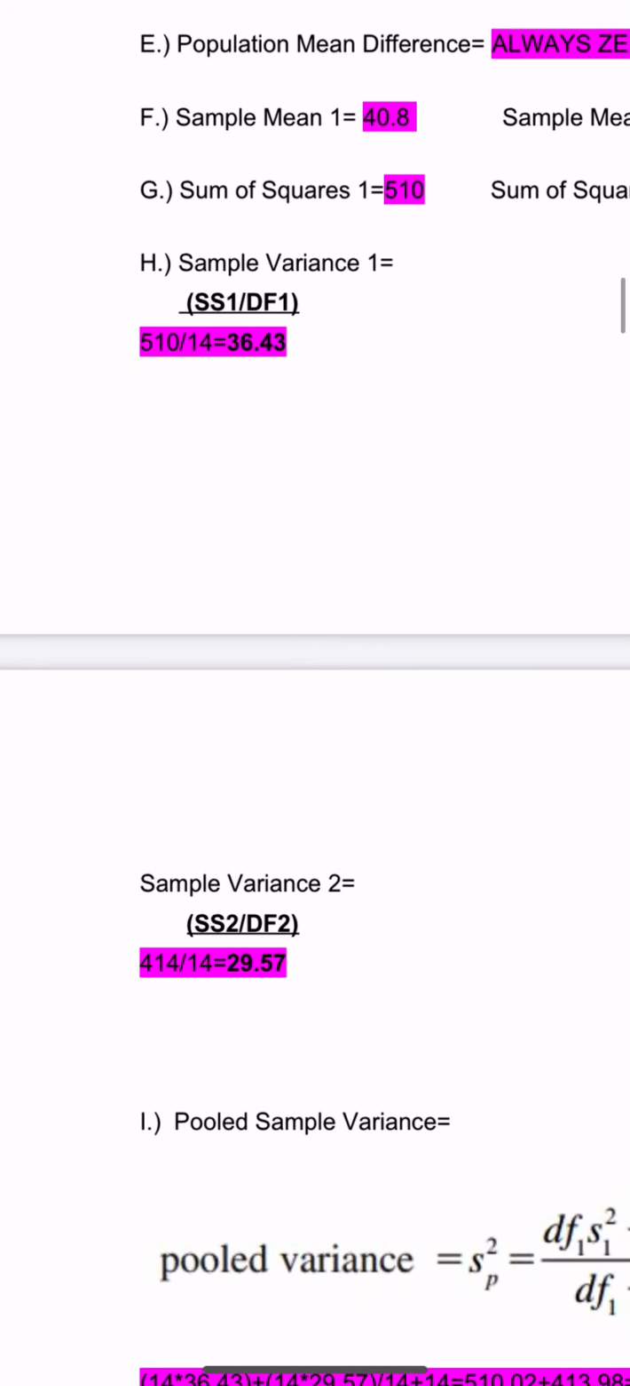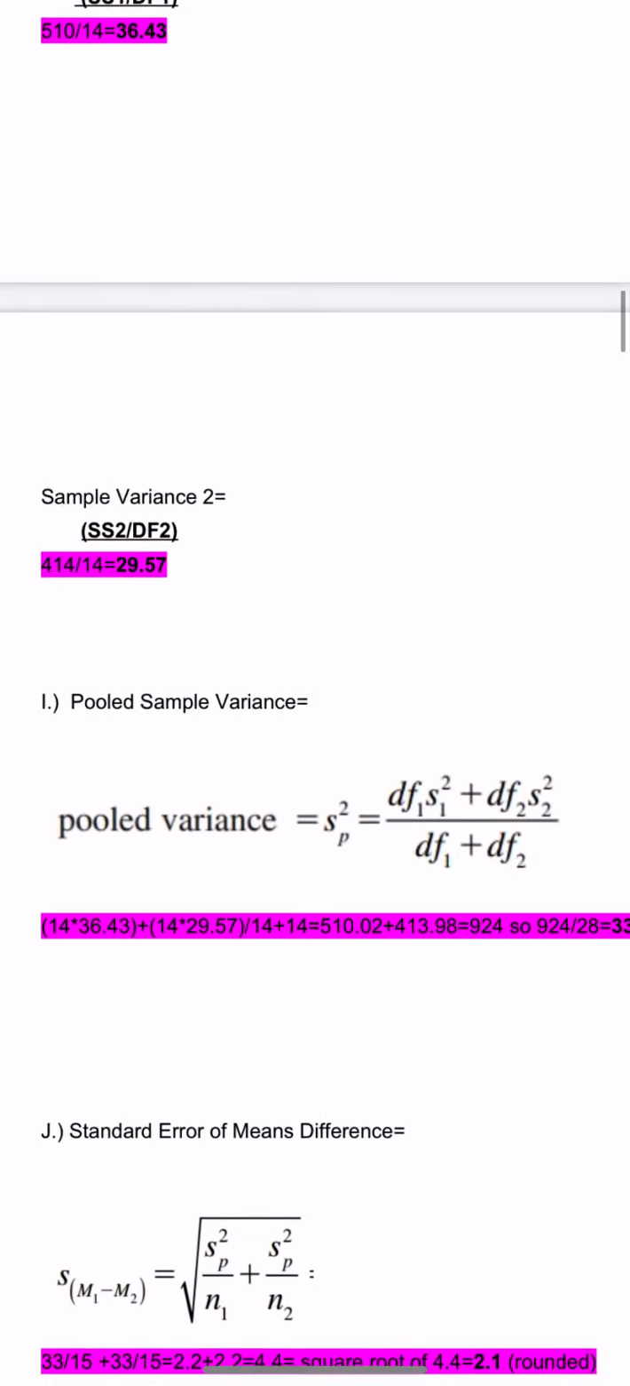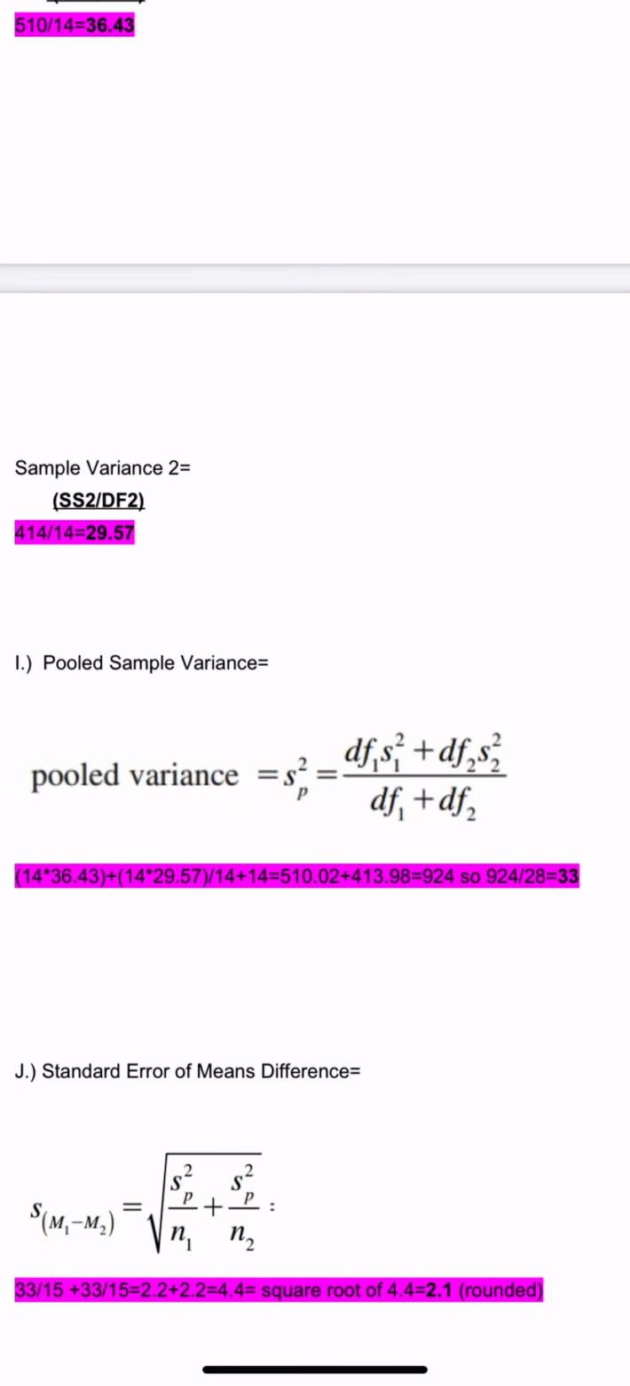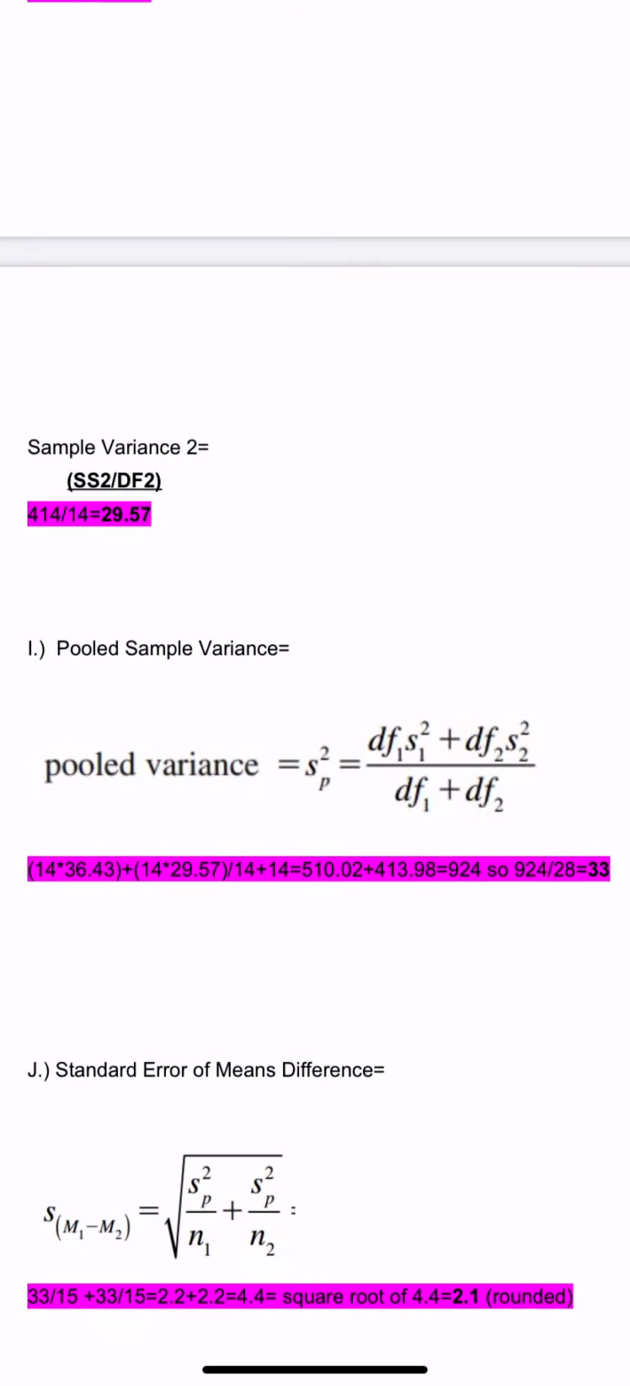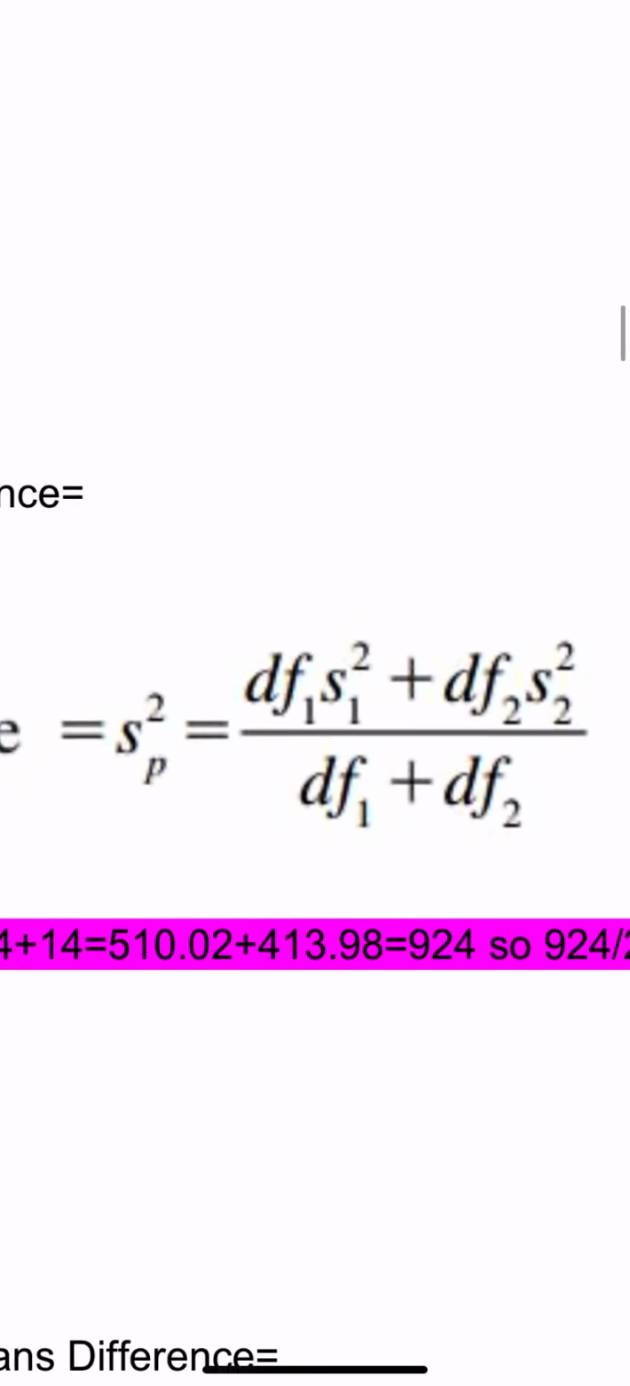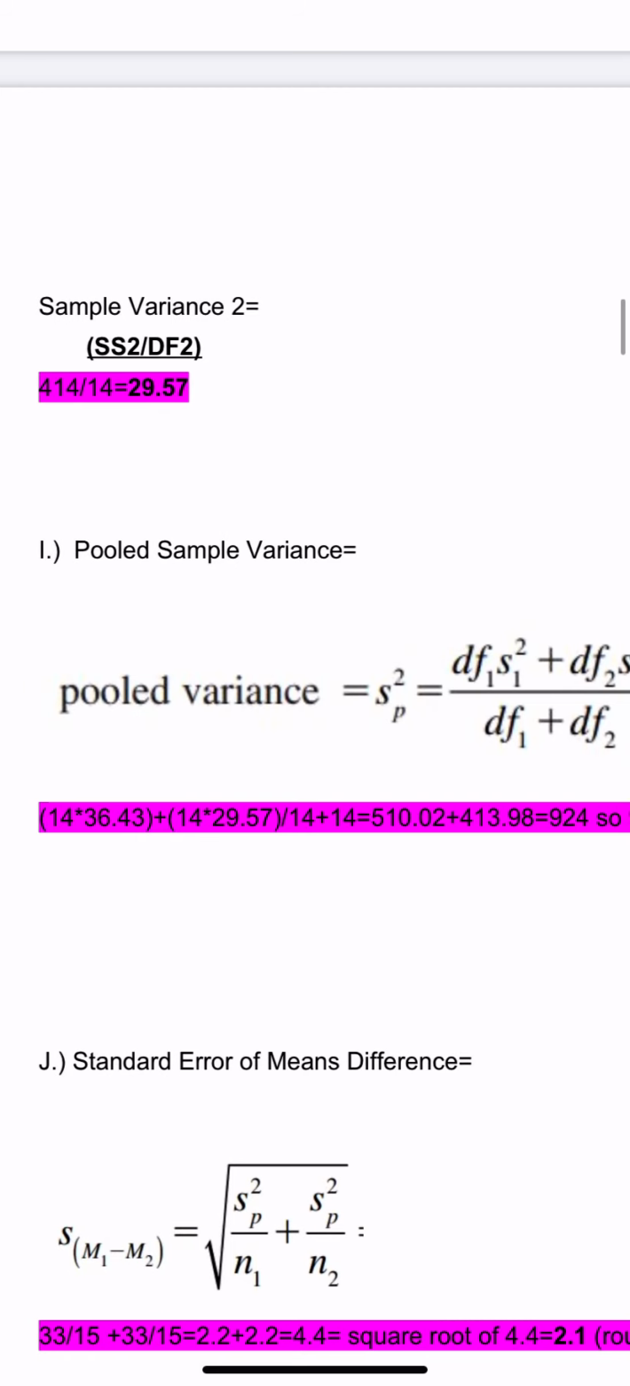You should come out with these answers. And now we have to pool the sample variance. Basically, we're combining the sample variance. So you just follow this formula. So you can see here where I wrote out the work.